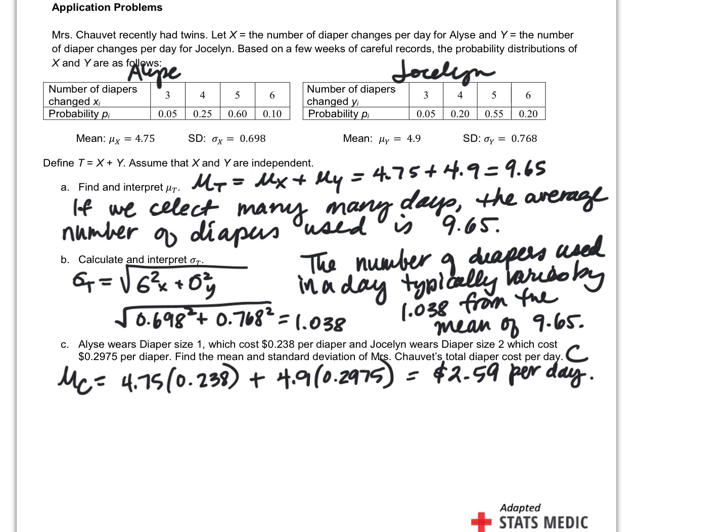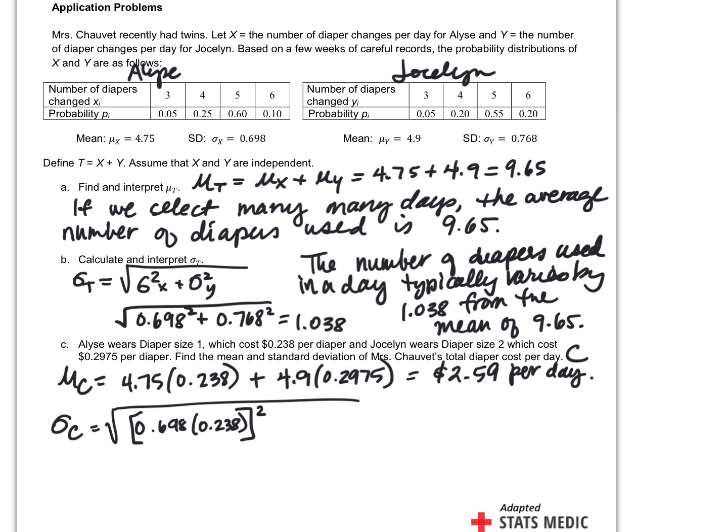We good? All right, now to find our standard deviation of the cost, you got to put your thinking caps on here. We know we're going to take the square root of something, right? How would I find the new standard deviation of the cost for Elise? Yep, just multiply the original standard deviation times the cost. So 0.698 times 0.238. Now, can I just leave it like that? This is standard deviation, so I've got to find that product and then square it to make it the variance.